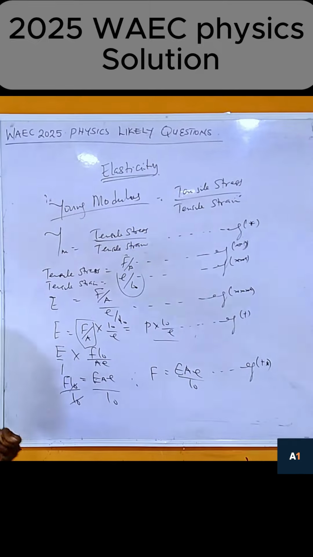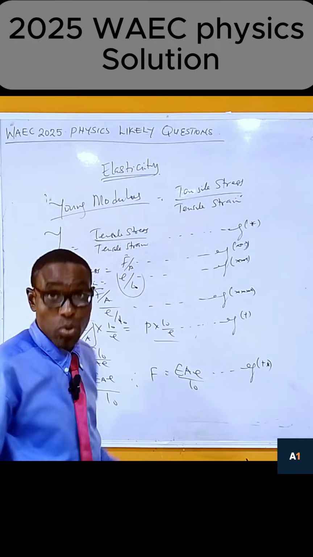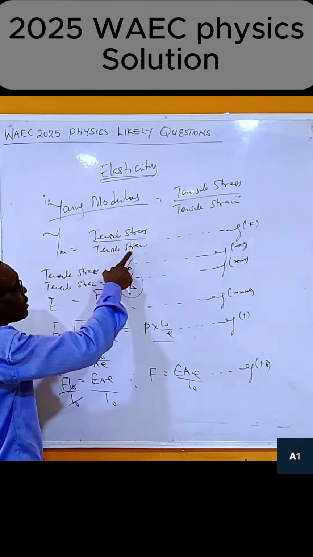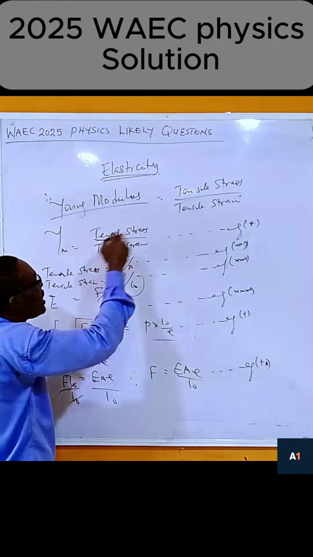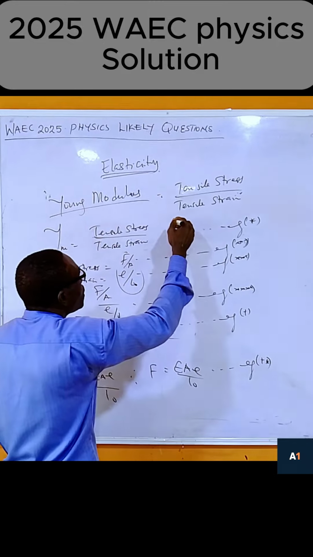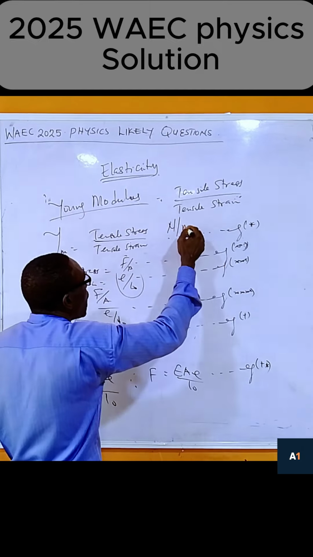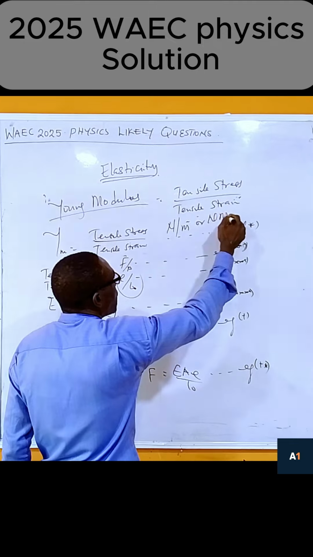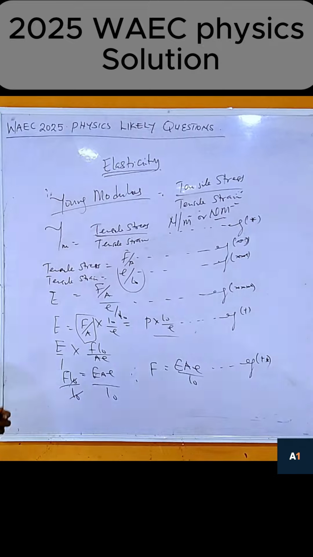Now, if they ask you what is the unit of the Young modulus, you know I said strain is extension over original length, so no unit. So definitely the unit will still remain the unit of stress, which is equal to Newton per meter square. So you write it like Newton meter to the power minus 2. So I believe that one is clear.